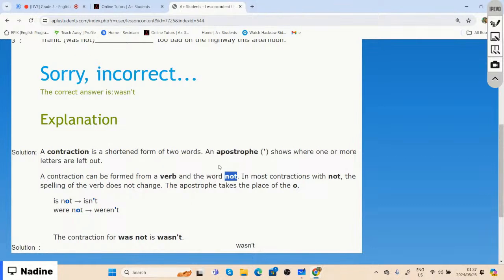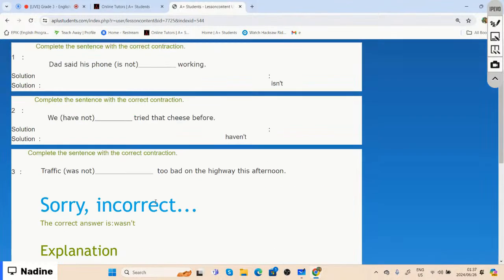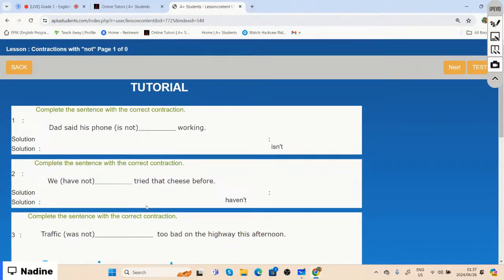So the apostrophe will take the place of the O. We will remove the O within not, and that is where we will add the apostrophe before we add all of our words together to shorten it. And we have an example. So is not, you see in blue, we can remove the O, put the apostrophe in its place, and when we add those words together, it means isn't. The same with were not, we remove the O, we add an apostrophe, then it's weren't. Were not, weren't.